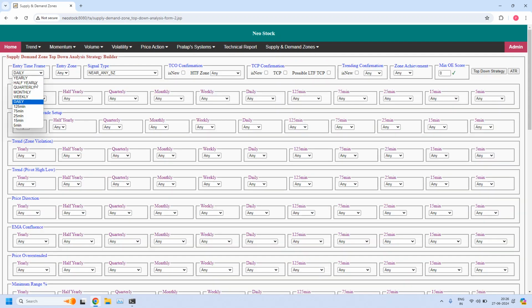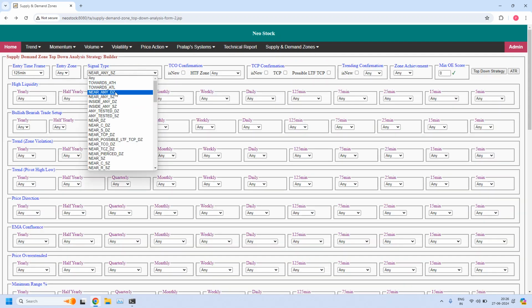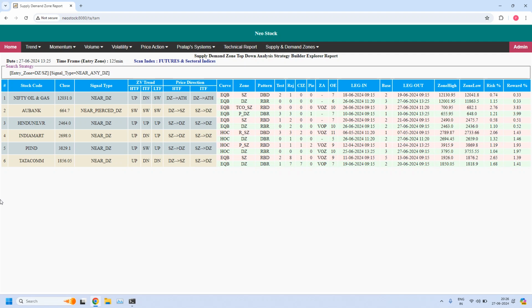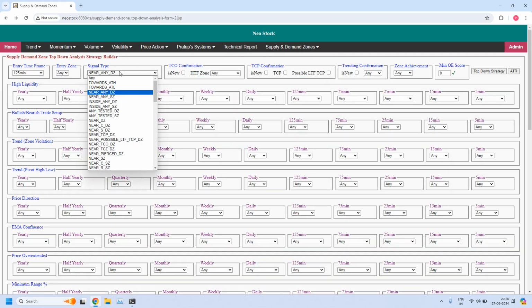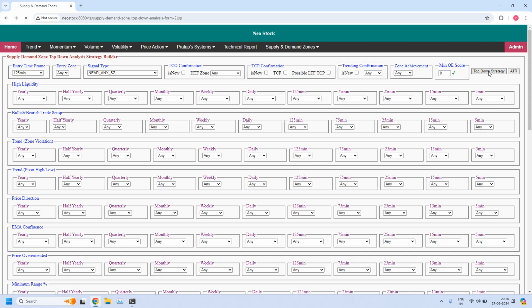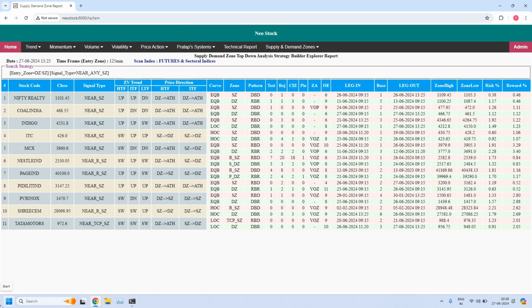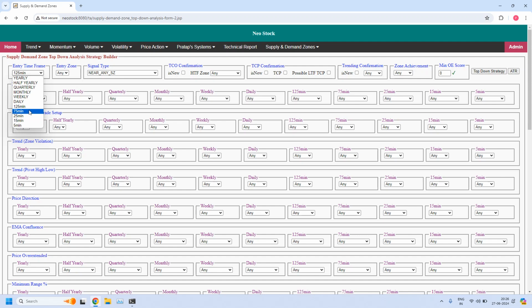So I'm going back and changing the time frame to 125 minutes. Let us find the stocks near 125 minutes demand zone. 6 stocks are filtered. Let me go back. For 125 minutes time frame, let us find the stocks near 125 minutes supply zone. 11 stocks are filtered. Next time frame is 75 minutes. Entry time frame is 75 minutes.